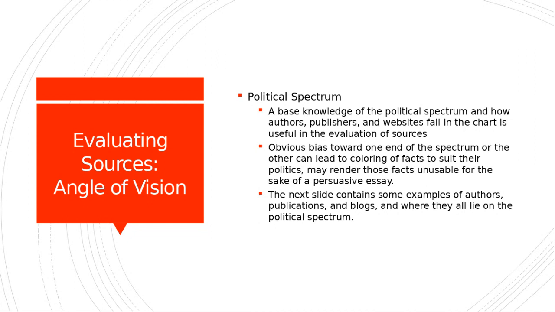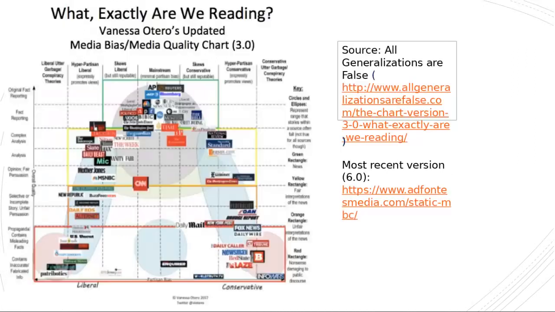Okay. So we have some examples. I showed you this chart. What exactly are we reading? Chart for media bias, and I also showed you the updated version, most recent one, which is version 6.0 from July of this year. Okay.